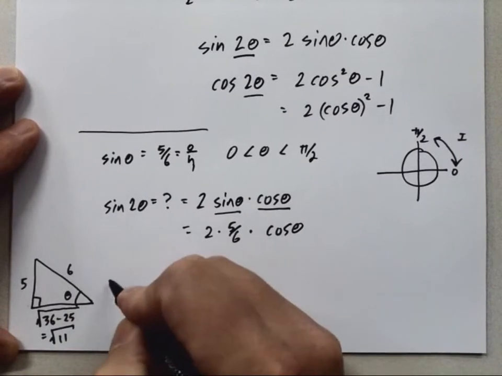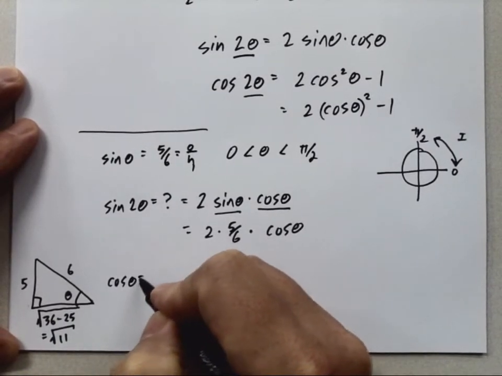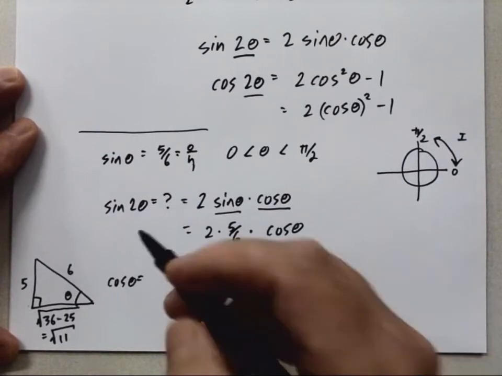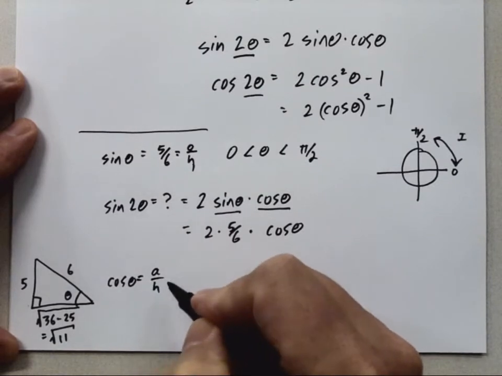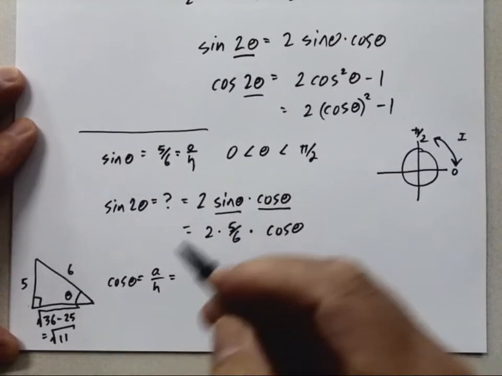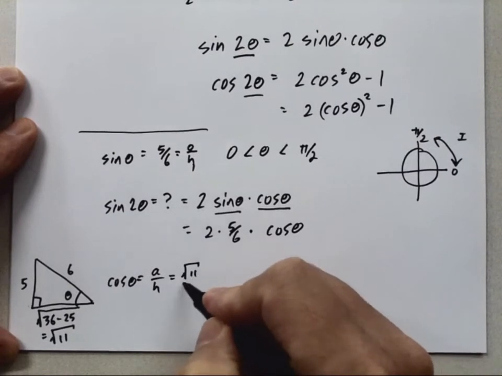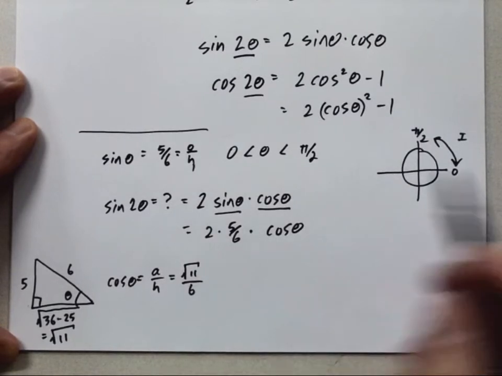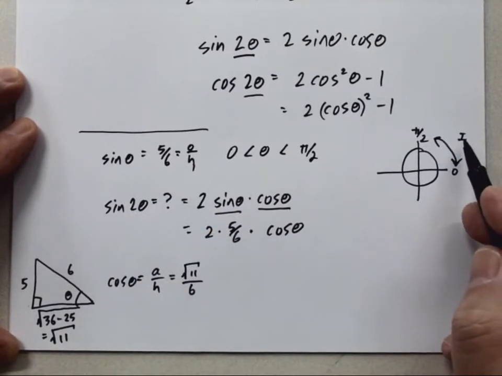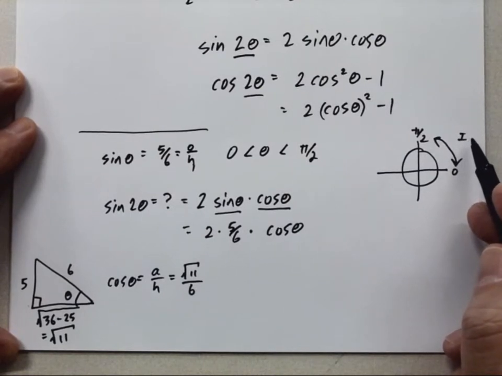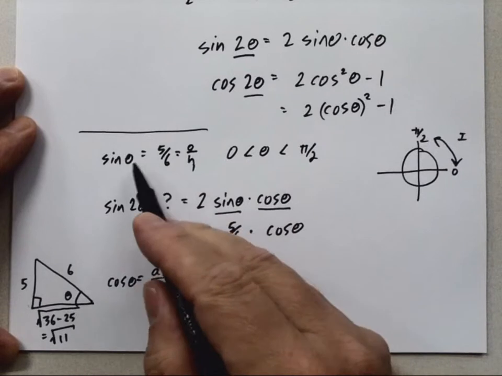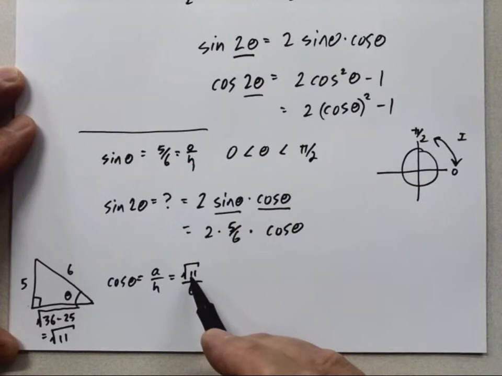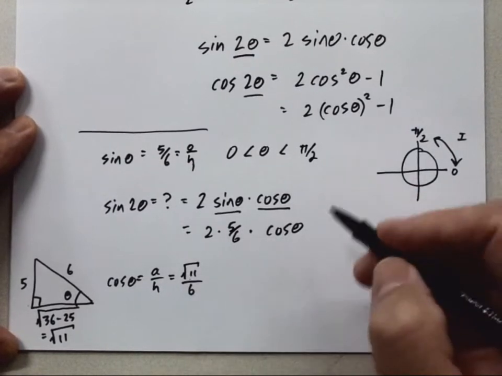Now if I look at this triangle and I say, okay, now that I've got this triangle, I should be able to determine what the cosine of theta is. So cosine is adjacent over hypotenuse. Adjacent is square root of 11. Hypotenuse is 6. Now the key is, since my angle theta is in quadrant 1, I know both the sine and the cosine are both going to be positive numbers. Here they gave me the sine, which it better be positive, and it is. But the cosine, when I plug it in here, it's also going to be positive.